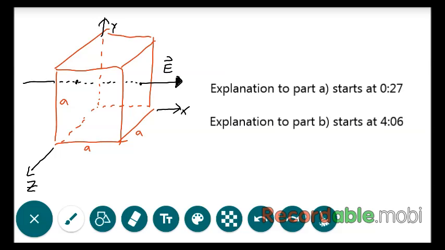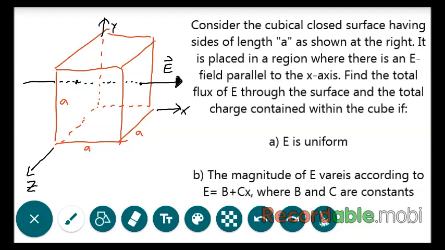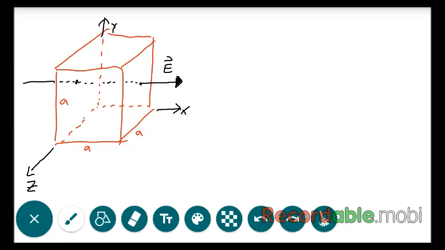So, this problem states, consider the cubical closed surface having sides of length A as shown at the right. It is placed in a region where there is an E field parallel to the x-axis. Find the total flux of E through the surface and the total charge contained within the cube if A, E is uniform, and B, the magnitude of E varies according to E is equal to B plus Cx.